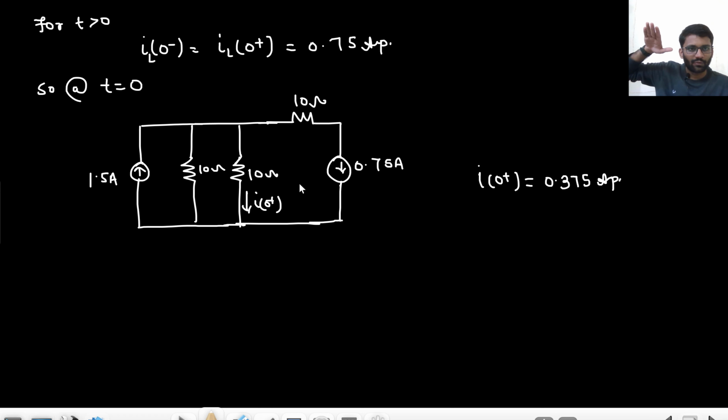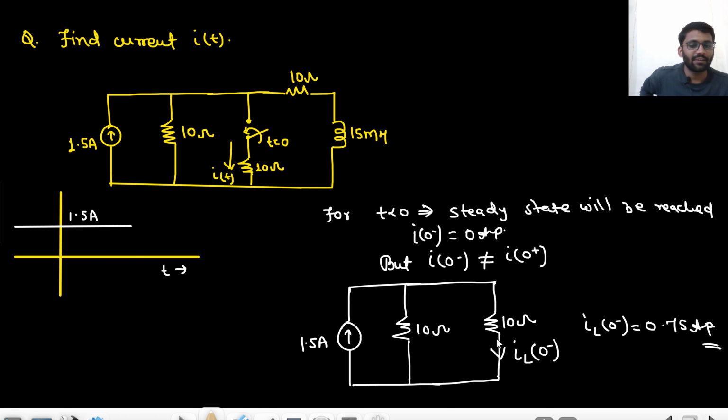How did I write it? Here I thought 1.5 ampere, here I thought 0.75 ampere. So the rest of 0.75 ampere would be going into these two 10 ohm resistances. 1.5 ampere is coming from here and 0.75 ampere is there. So this would be equally divided, so 0.375 ampere.